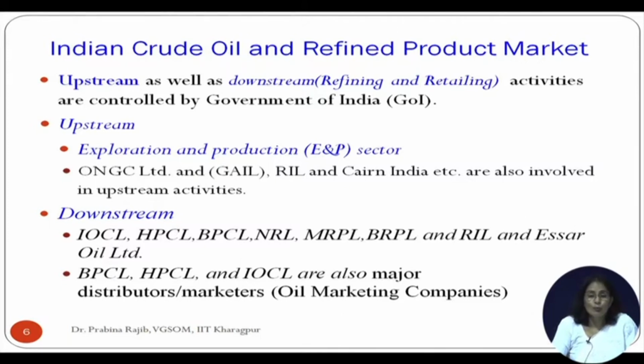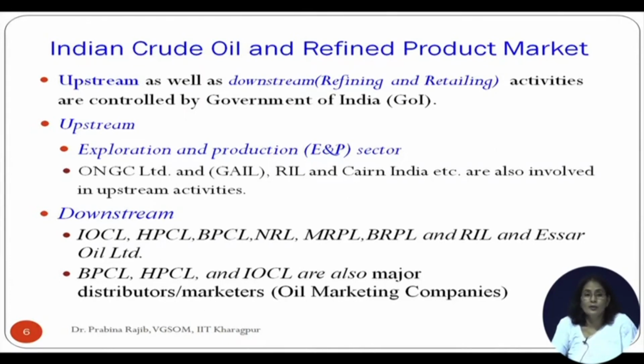In the Indian case, both the upstream and the downstream activity are heavily regulated by the government, and mostly government-owned public sector entities operate in these two sectors. So who are the major upstream companies in India? You have ONGC Limited, and in the private domain you have Reliance Industries Limited and Cairn India. These three companies are predominantly involved in upstream activities.